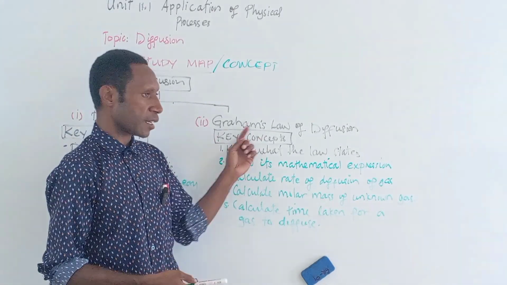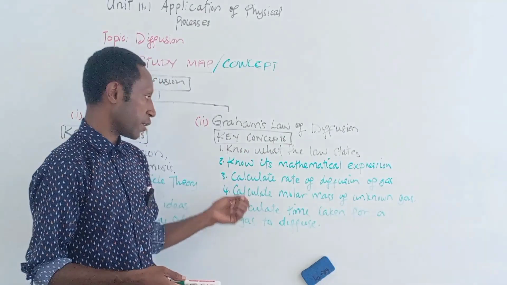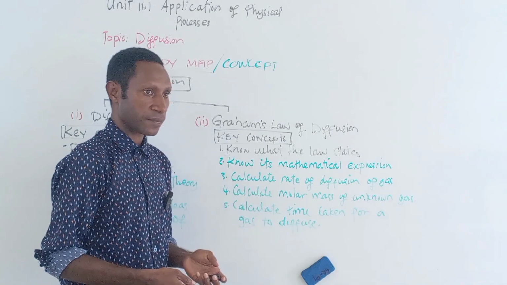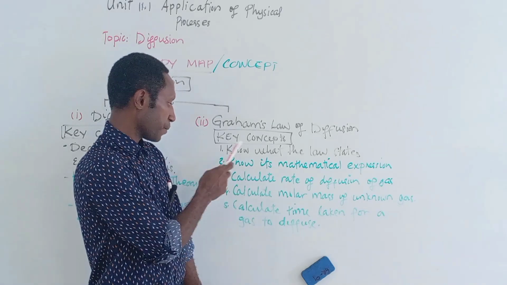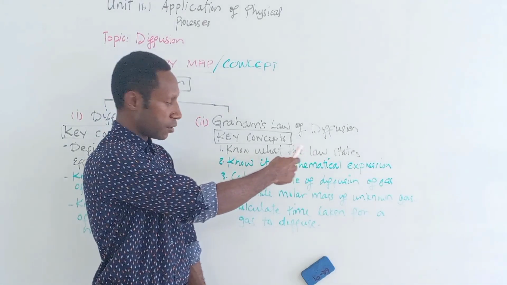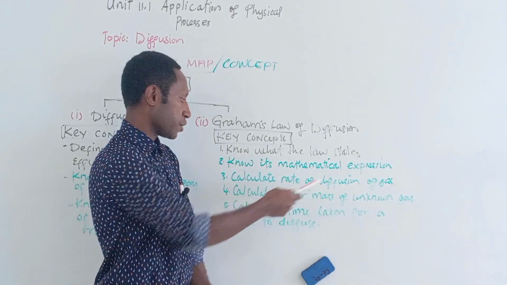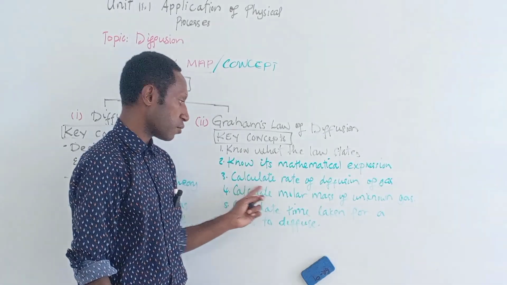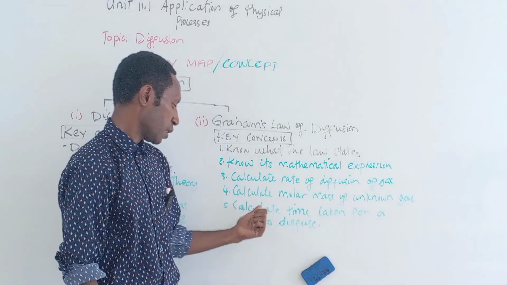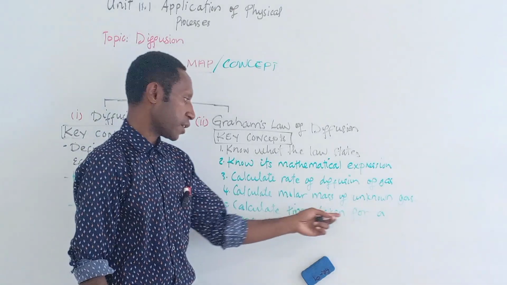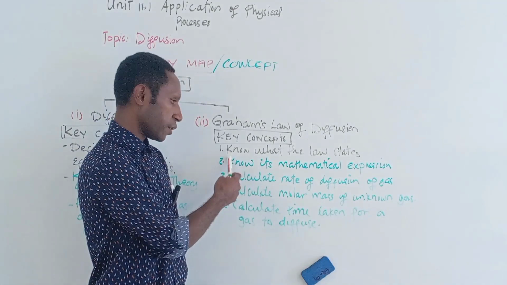He's going to do the same thing. On the second lesson, he's going to list down all the main ideas that need to be covered. The main ideas he needs to know. Number 1, know what the law states. Number 2, know its mathematical expression. Number 3, calculate the rate of diffusion of a gas. Number 4, calculate the molar mass of an unknown gas. Number 5, calculate the time taken for a gas to diffuse. So he writes all these concepts down.